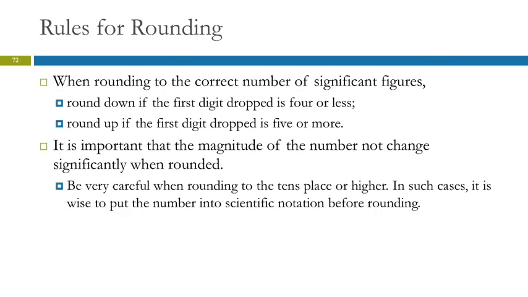So what about when we round? When we're rounding, we look at that digit that we're getting rid of, the first one, and if it's 4 or less, we just chop it off. Basically, we're rounding down. If it's 5 or more, we round up. We want to get it to the closest, and so under 5, we round down. 5 or greater, we round up. It's really important that you not change the overall size of the number, the magnitude, when you're rounding.